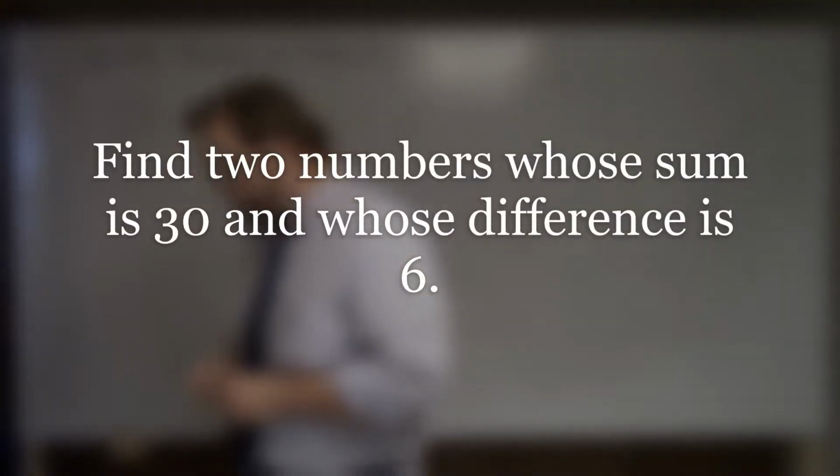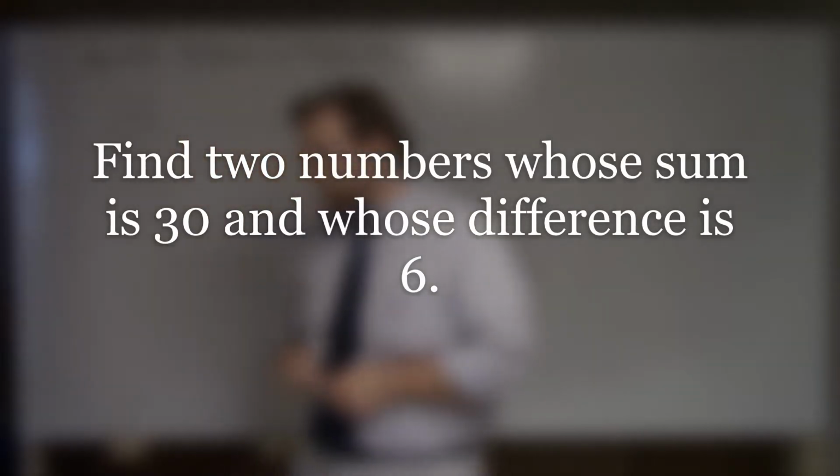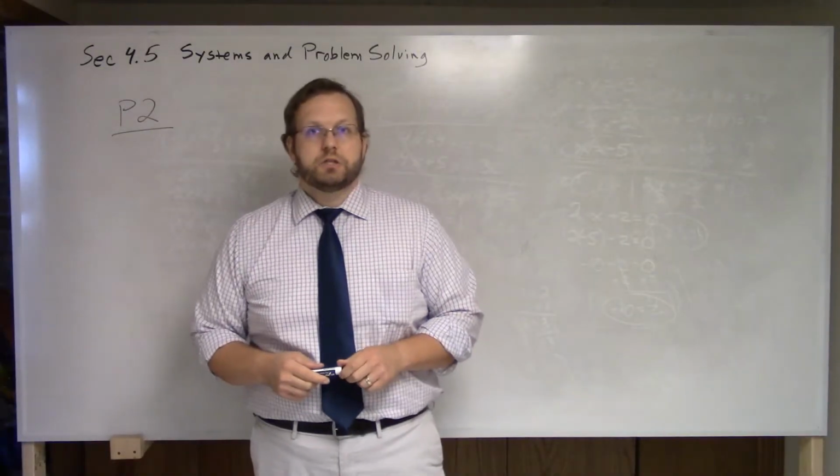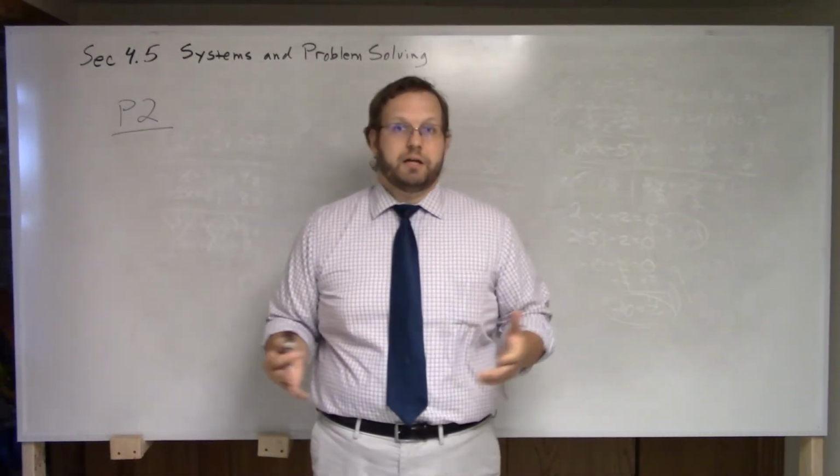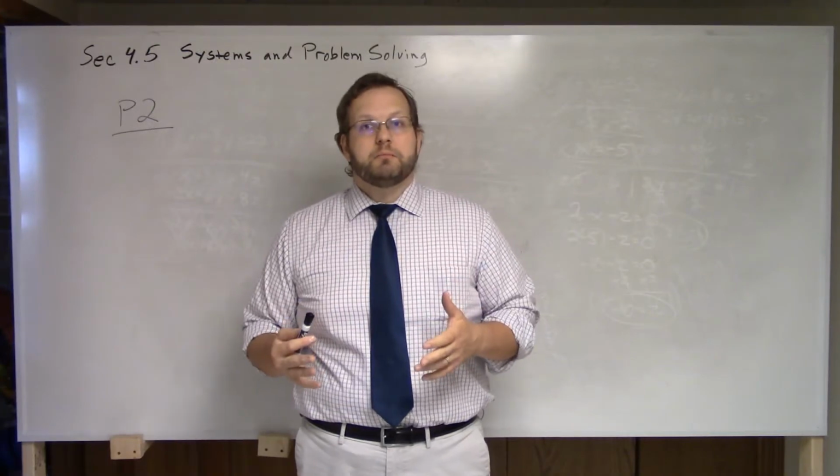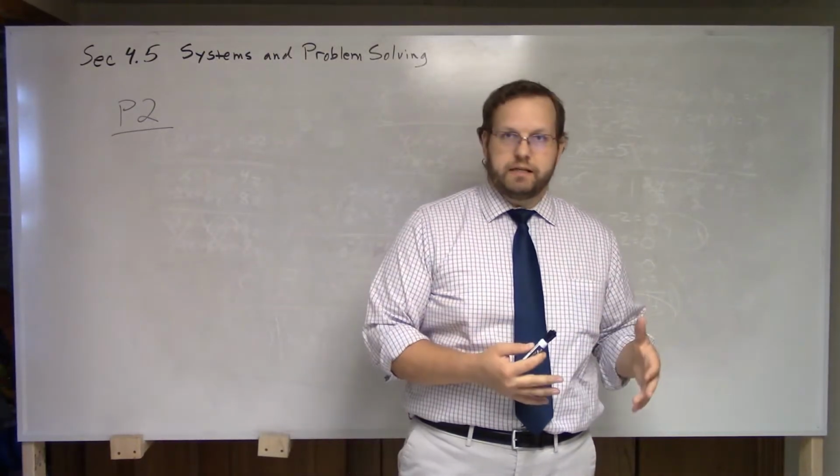Practice 2 is found on page 285, and it reads, find two numbers whose sum is 30 and whose difference is 6. Find two numbers whose sum is 30 and whose difference is 6. So again, what are we talking about? We're talking about numbers. Number problems typically are translation problems.